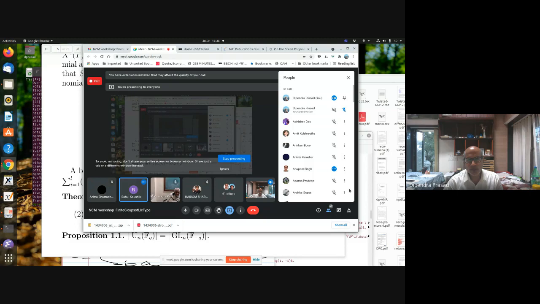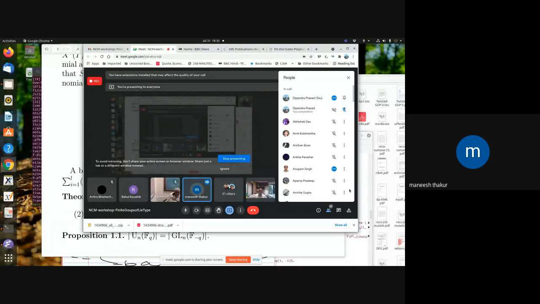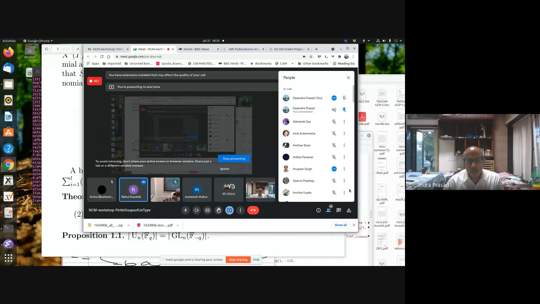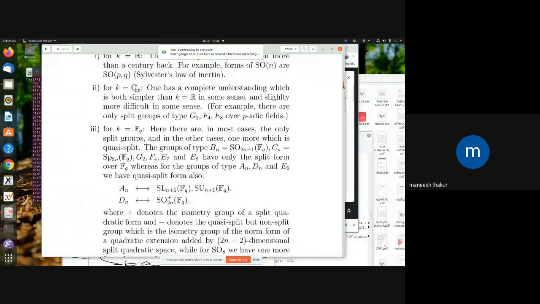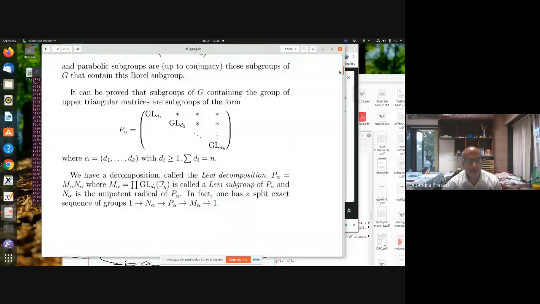Manish, you want to make some comments? No, I was just wondering, maybe you can tell how Levi subgroups look, if it's possible. Don't spend too much time. Well, this is of course one of the important things which goes as input in parabolic induction. And as I said, for GL_n, the Levi subgroup is a product of GL_{n_i}. And of course, I make my living on classical groups, and there the Levi subgroups are also products of this form. They are products of GL_{d_i} together with a smaller classical group. So if the classical group is Sp_{2n}, then the Levi subgroups are products of GL_{n_i} times some Sp_{2m}.